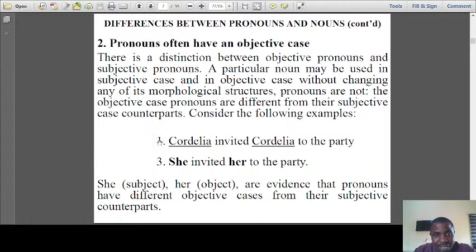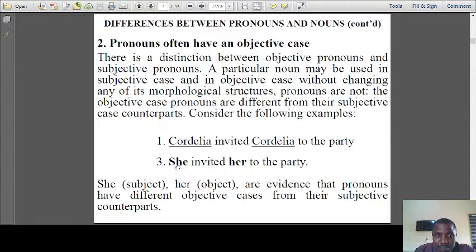So now in our sentence one, we said Cordelia invited Cordelia to the party. So maybe this is another Cordelia that the first Cordelia has invited. There are two Cordelias. The first one is inviting the second one. And in that case, there is no difference in the objective case to replace it with another one. We repeat it. But this is number 2, not 3, sorry for that.